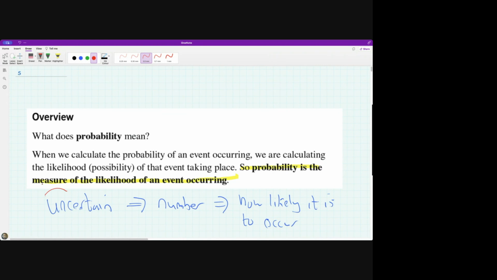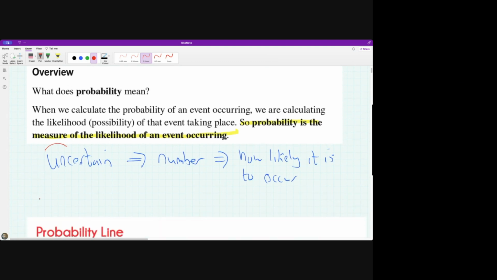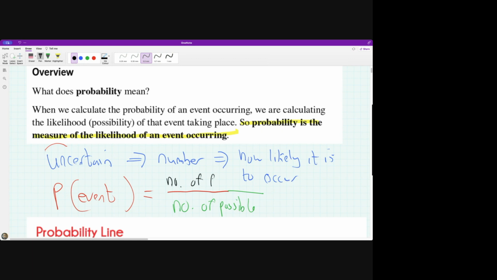So you have some uncertainty. You're going to try to give it a number, and that number is telling you how likely this thing is to occur. Now, that's very wordy, so what we need now is some symbols. We often use the letter P for probability, and the event that we're interested in we put inside the brackets. Then we use a formula: on the bottom, the number of possible outcomes, and on the top, the number of favorable outcomes. The favorable is in terms of the event that we're discussing.